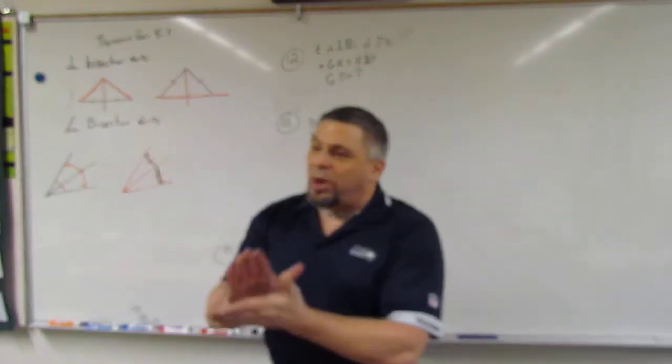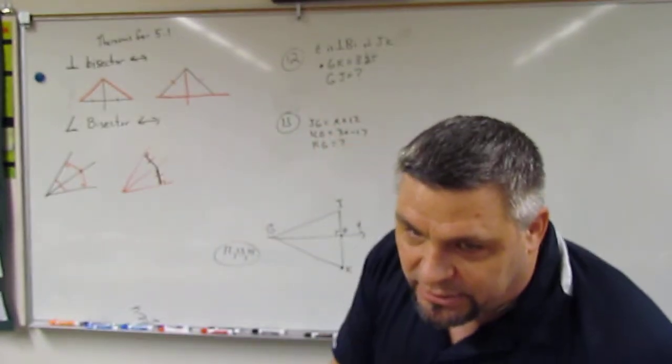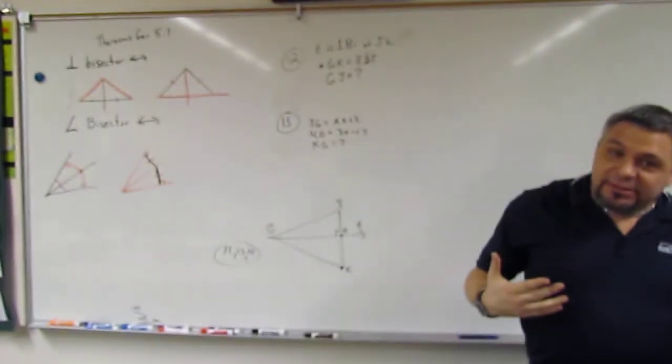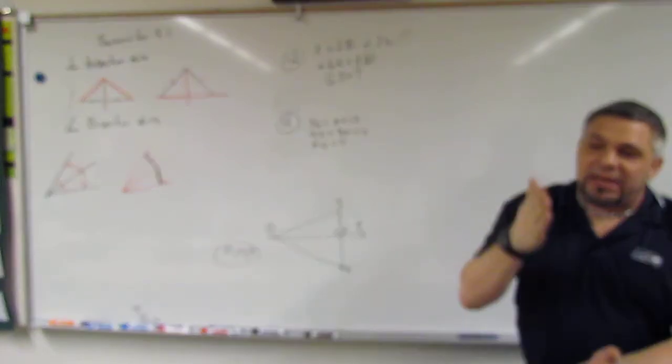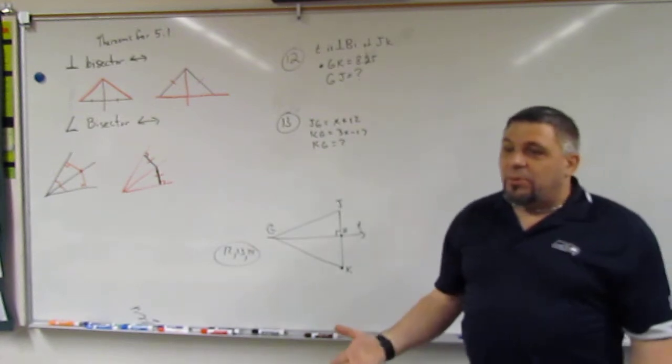If you have a perpendicular bisector, right? What does it mean to bisect? It means to cut in half. If you cut something in half, it's supposed to be equal, right?